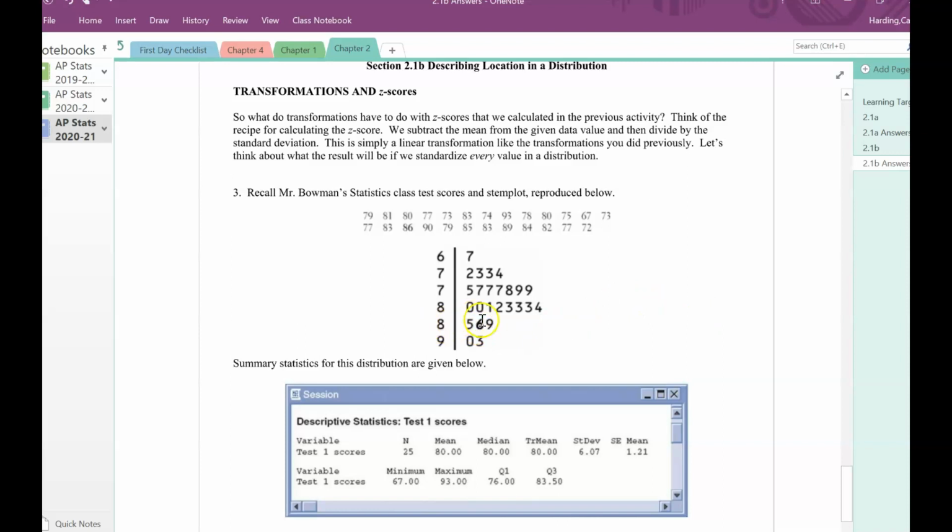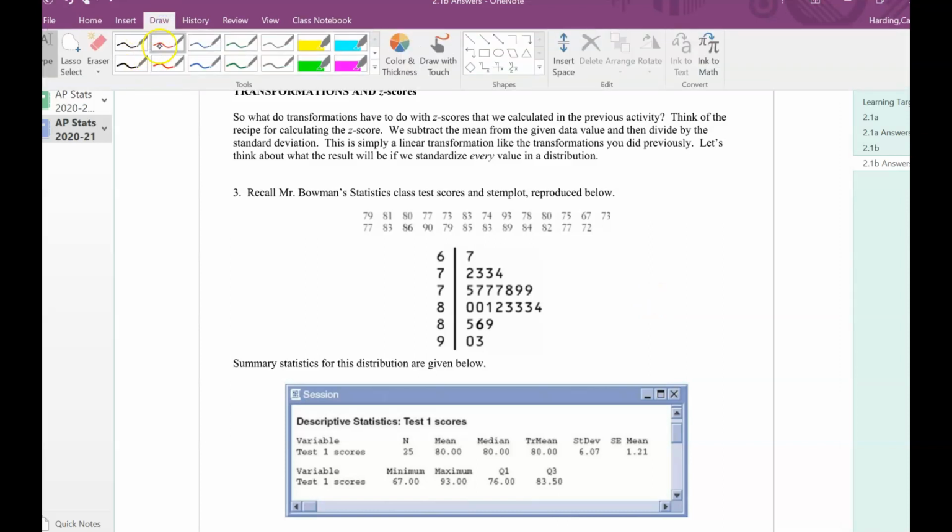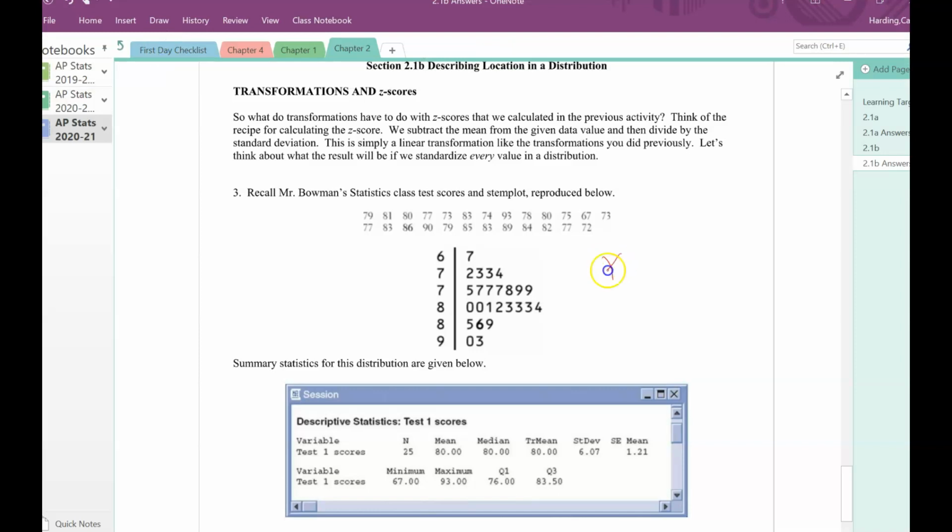Before we had just done Jenny's score of 86, but what if we went through this whole data set, standardized every score? What kind of mean and standard deviation would you be looking at? Well, remember how you come up with a standardized score. You're going to take an X value, you're going to subtract the mean, and you're going to divide by the standard deviation. So we're just doing a linear transformation on each.